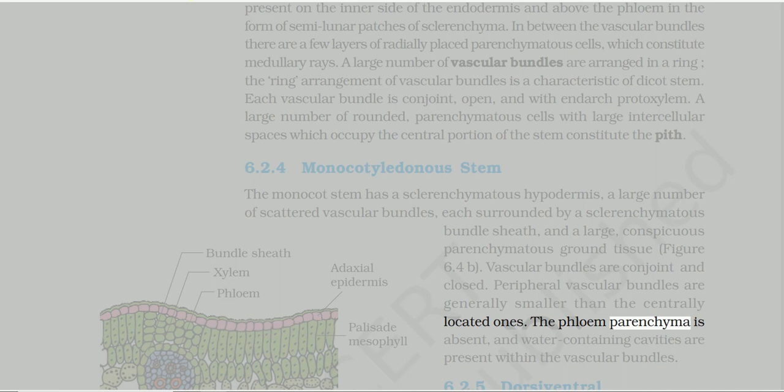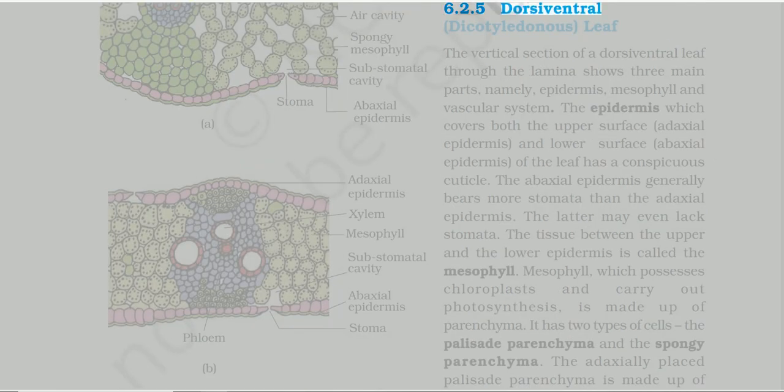The phloem parenchyma is absent, and water-containing cavities are present within the vascular bundles. Dorsiventral, dicotyledonous leaf. The vertical section of a dorsiventral leaf through the lamina shows three main parts, namely, epidermis, mesophyll and vascular system.